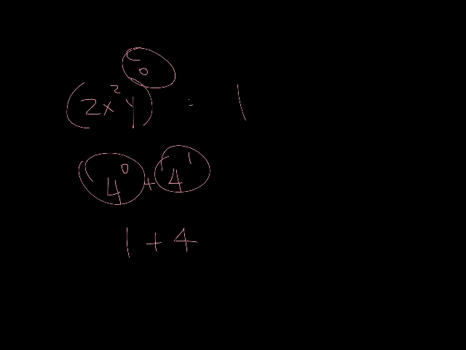If we had a problem like C, 4 to the 0 plus 4 to the first, that number right there is 1. This number right here, 4 to the first power, is 4. Add the two together and you get 5.